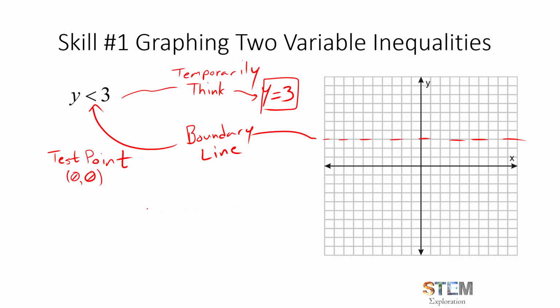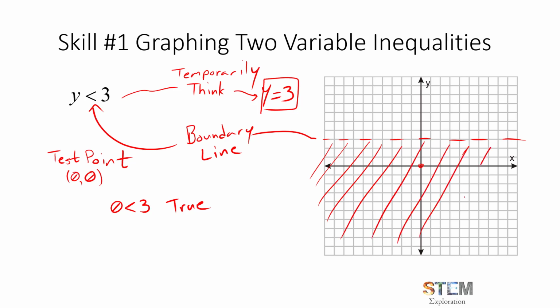The reason I would do this is that if I plug in 0, 0 as a test point, and I plug 0 in for y, I would see that this inequality is true. And if 0, 0 works with the inequality, that means 0, 0 is on the side of the boundary line that is a solution. And so if you have one point that is a solution, every point on this side of the line is a solution.